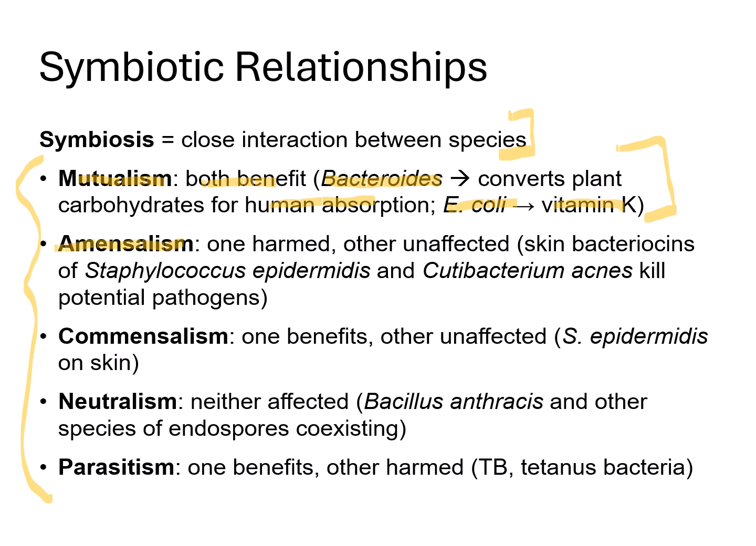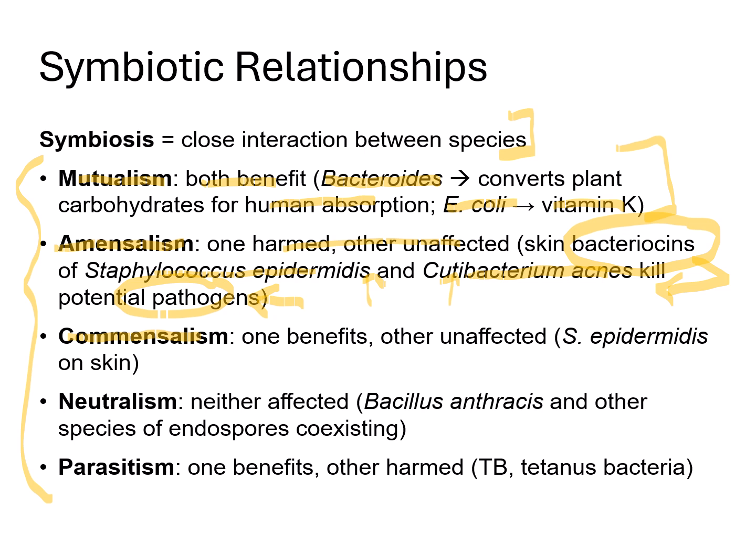In amensalism, one species is harmed while the other is unaffected. An example could be Staphylococcus epidermidis and Cutibacterium acnes. These are normal skin bacteria that can release bacteriocins that are toxic to other bacteria and can kill them. So these normal skin bacteria are unaffected, but the bacteriocins killing these potential pathogens, these are the affected or harmed species.